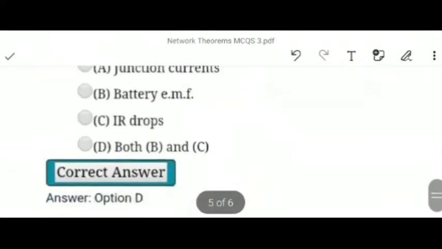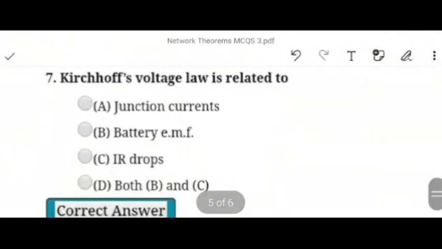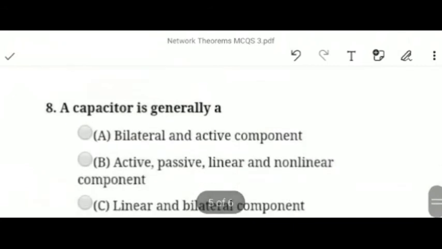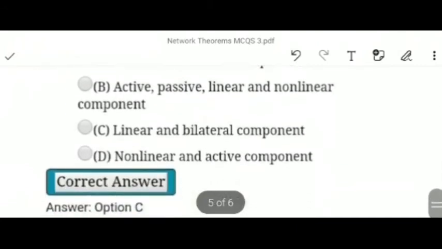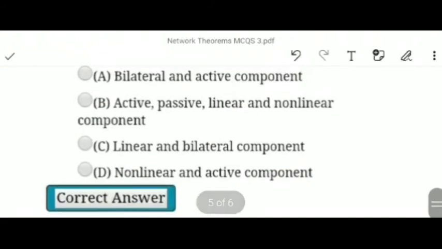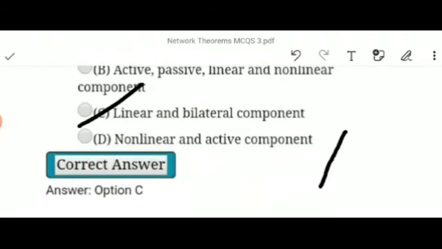Now moving towards the seventh question, Kirchhoff's voltage law is related to. Kirchhoff's voltage law is always related to battery EMF and IR drops. So option D will be the correct answer. Now in the eighth question, we should know that a capacitor is generally a linear and bilateral component. So here option C will be the correct answer.